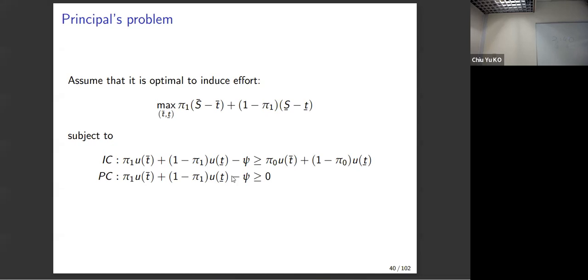Put it this way. If this is slack, you can reduce T upper bar here. This still holds. And this reduces both, and we're still holding. Okay.